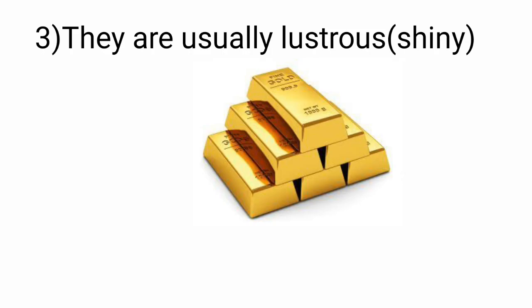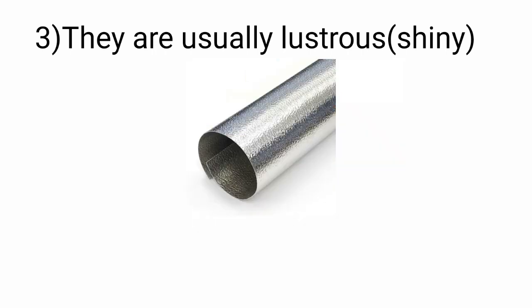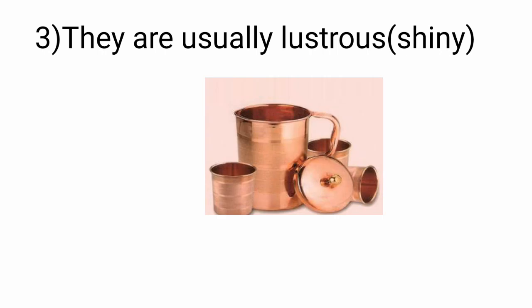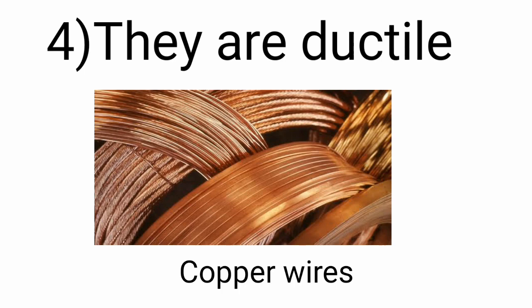Third point is that they are usually lustrous, okay, they are shiny. See, this gold is a metal, gold is shiny, gold usually shines. So gold is a lustrous metal. This is the aluminium sheet. Aluminium is also shiny. It is a metal. This is made up of copper, and copper is also a metal and they are usually lustrous and shiny. They usually shine.